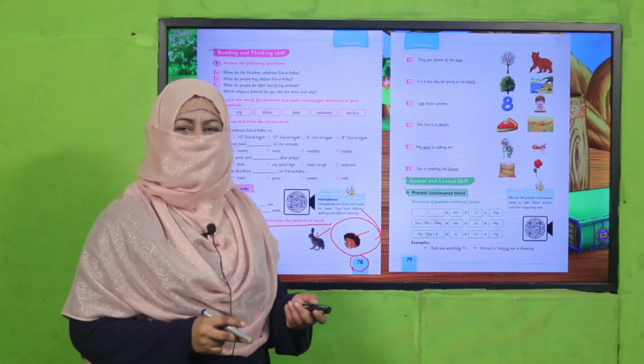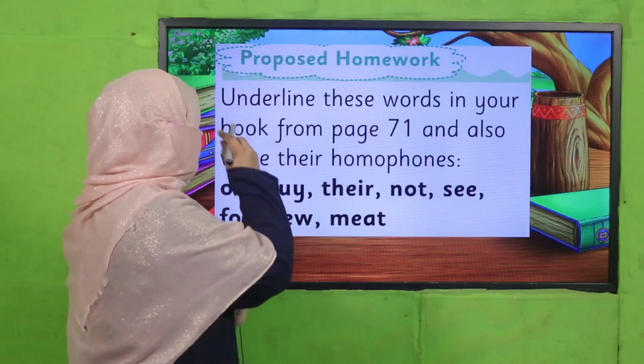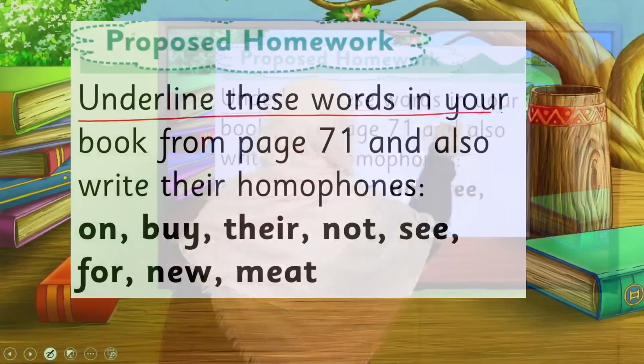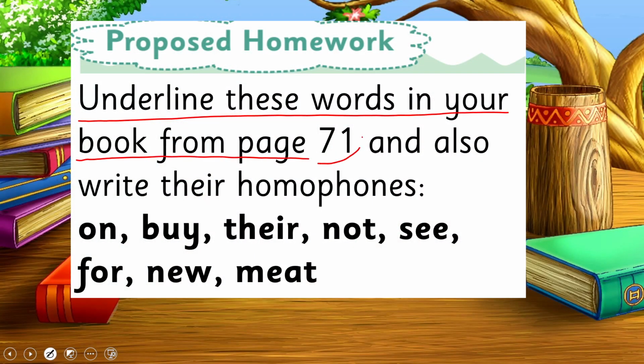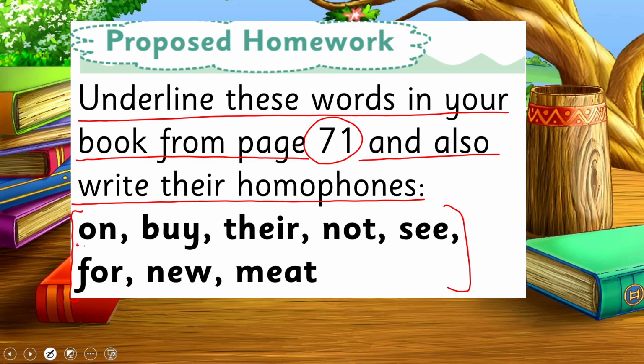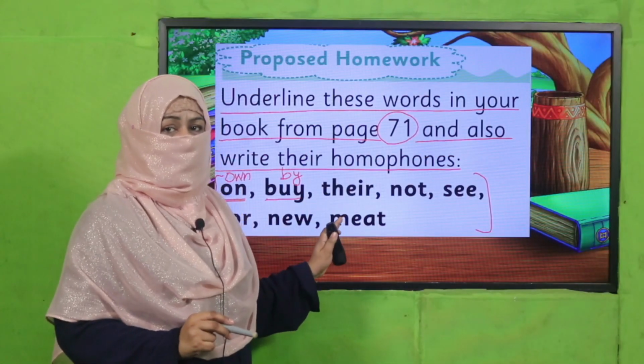Yes, my dear student. Are you done with it? Good job. Now it's time for your homework. You will underline these words in your book from page 71. Okay, and also write their homophone. All these words are there on page 71. First, you'll find them, underline them, and then write their homophones. For example, it's on. So there is another word with the same pronunciation, on, right? By and buy. And I would suggest you make sentences of these homophones as well.